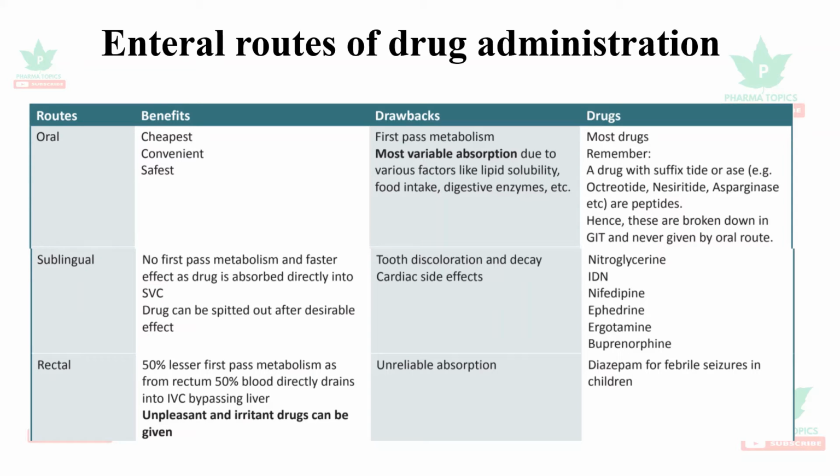The rectal route of drug administration has less possibility, about 50%, of first pass metabolism, and it bypasses the liver. Some of the unpleasant and irritant drugs can be given by this route. It is suitable for children also, but there is unreliability in the absorption. Example, diazepam for febrile seizures. Paracetamol could also be given as a rectal suppository.